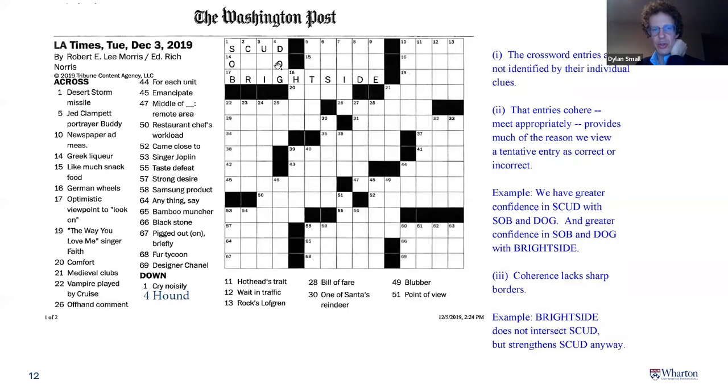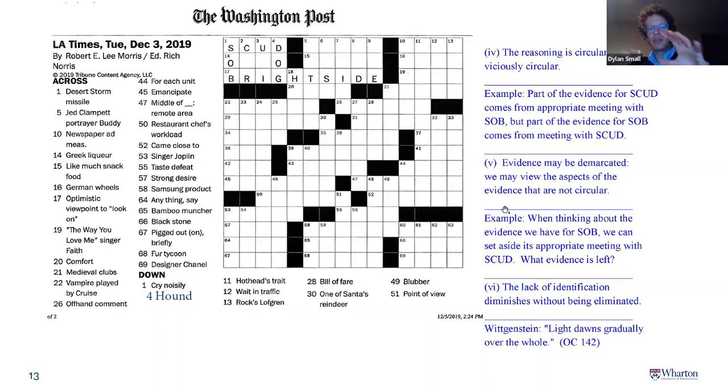So these answers are all coherent with each other, but the coherence lacks sharp borders. For example, bright side does not intersect Scud, but it still strengthens Scud because it strengthens sob and dog, and those strengthen Scud. The reasoning in the crossword is circular but not visually circular. Part of the evidence for Scud comes from its meeting with sob. Part of the evidence for sob comes from its meeting with Scud. But on the other hand, the evidence may be demarcated. We may view aspects of the evidence as not circular.